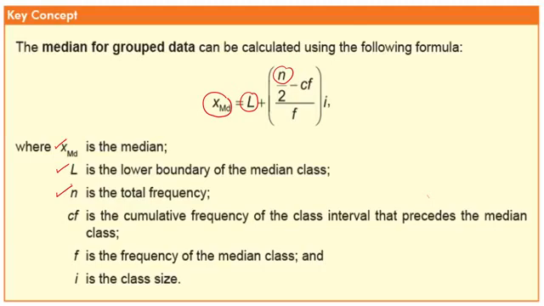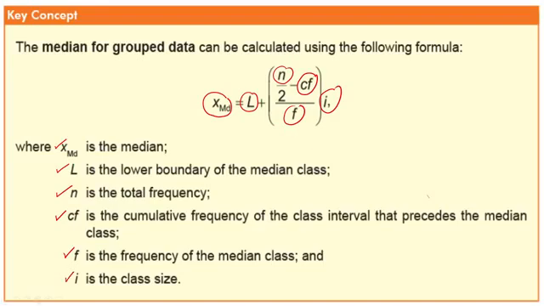Let's just go through the formula anyway as we go on with the steps in solving the median of grouped data. You will know that's CF, that's F. Okay? So we have here the CF, the cumulative frequency of the class interval that precedes the median class. F, the frequency of the median class. Then you have i here, the class size.